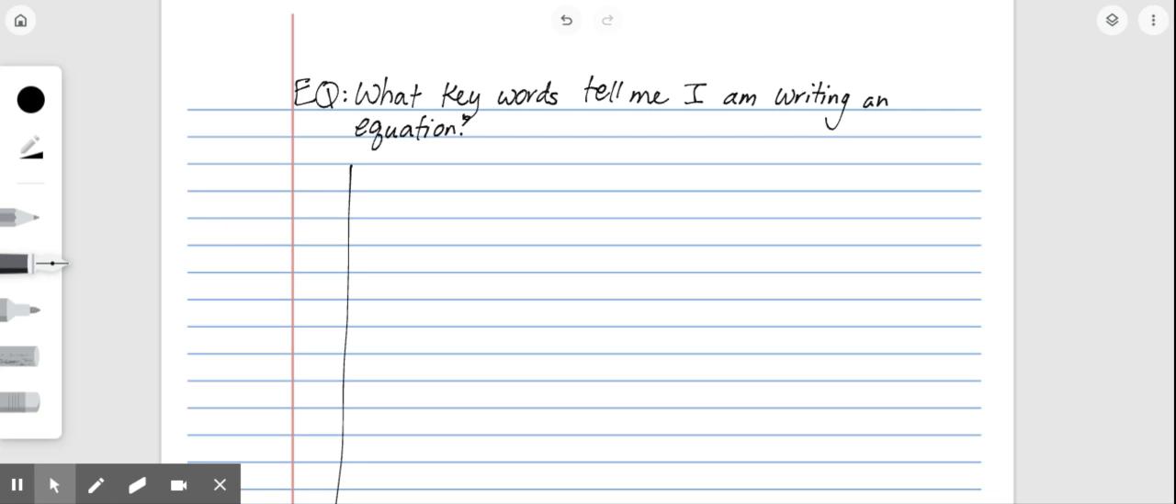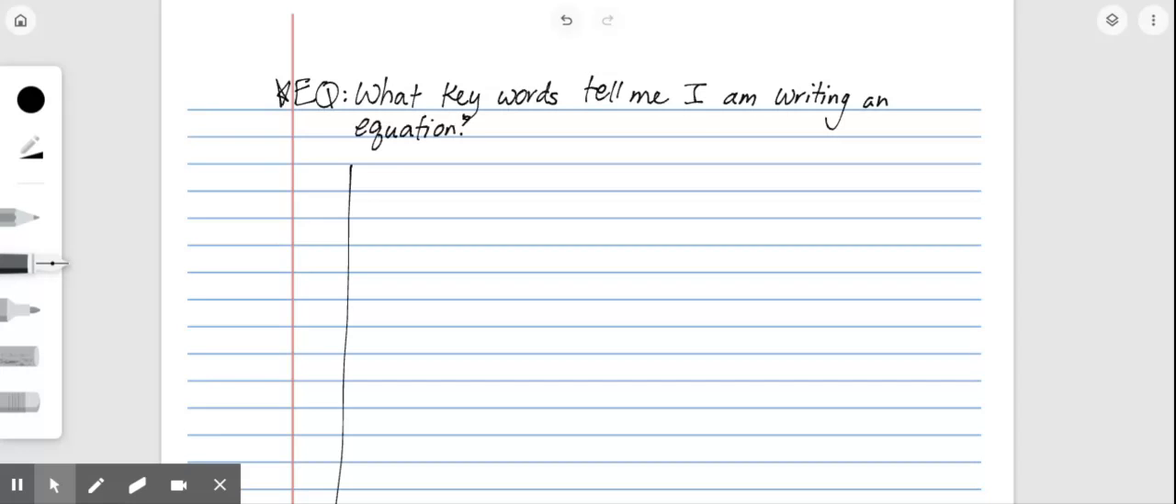Okay, beautiful people. Today we're starting our intro to equations and what an equation is. Our essential question is, what keywords tell me I'm writing an equation? So when you set up your page, make sure that you put your essential question first. Make sure that it says EQ so that you know that it's your essential question.